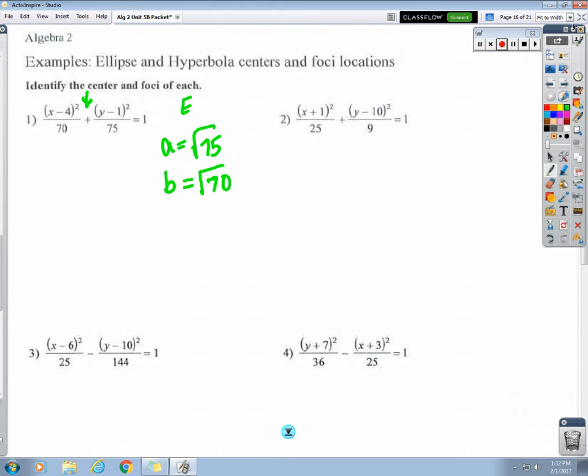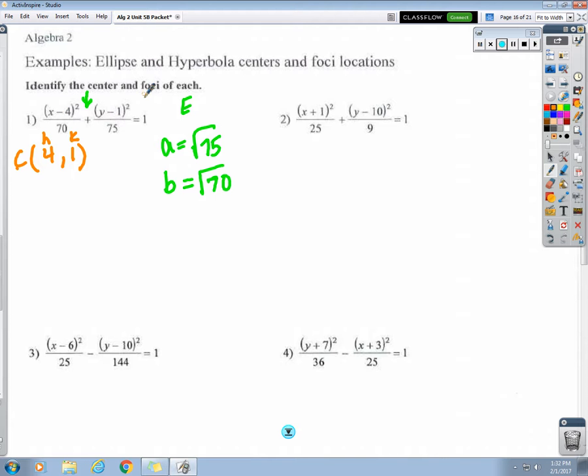Now they also want you to find the center. Okay? Yeah, the center is easy. Where's the center? 4, 1. Your center is always your h and your k. That's x minus h, y minus k. It's always the opposite of what it looks like because that minus was part of the equation.